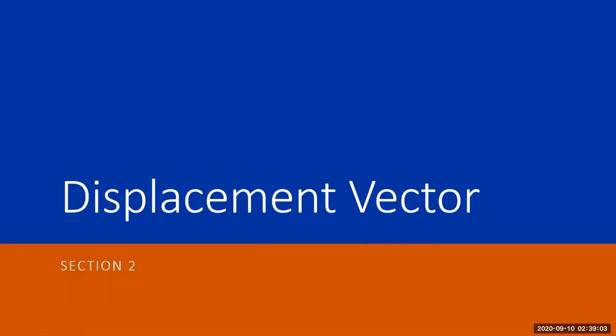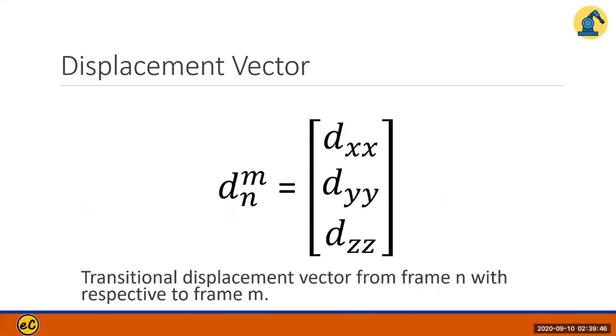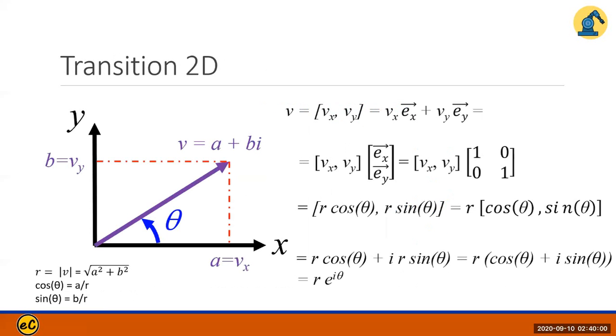Second, let's look at the displacement vector. A vector is a list of numbers. In robotics, we typically use 3 numbers because of the 3 dimensions to represent displacement, for example, changes in position of one frame relative to another frame in the XYZ direction. Because it is 3D, we use 3 numbers, or a 3-tuple. We use the following notation to represent the displacement of coordinate frame n relative to coordinate frame m. It is an n to m displacement, and we use such a vector form. Let's look at some examples. Here we have the XYZ displacement.